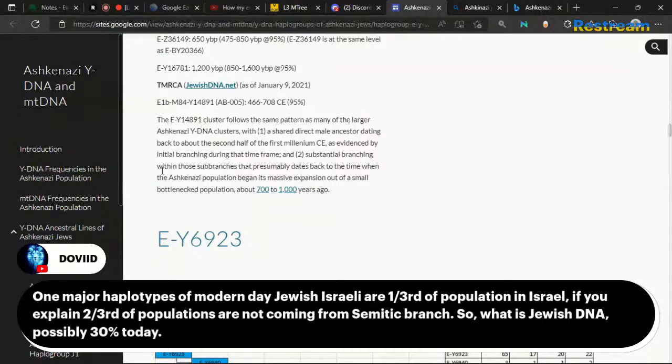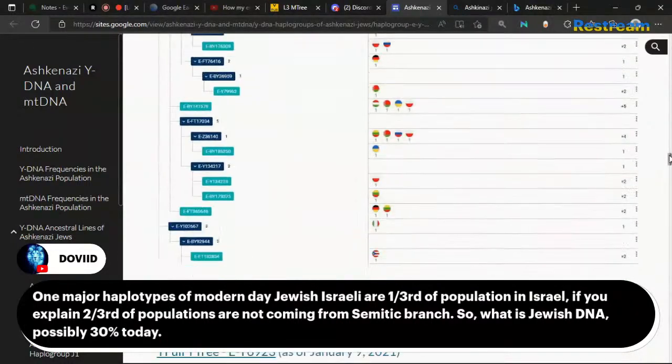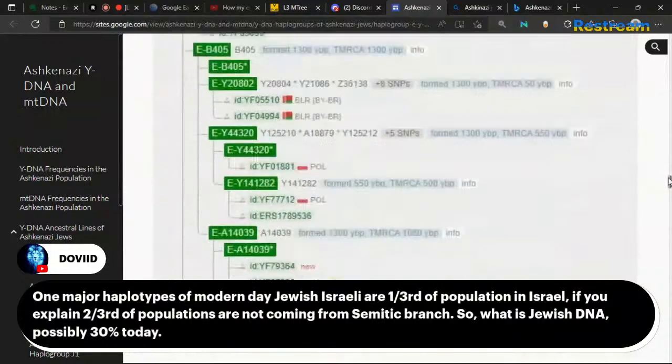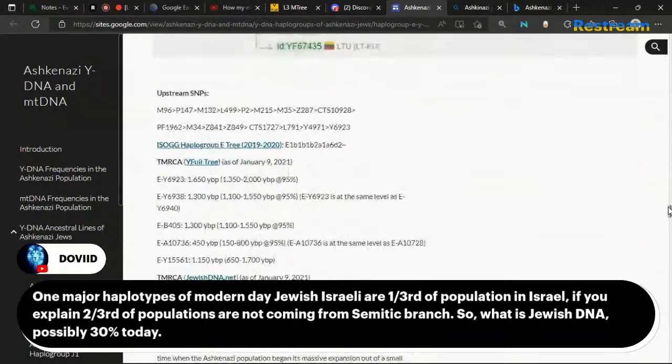But it goes on and says right here, when the Ashkenazi population began its massive expansion out of a small bottleneck population about 700 to 1,000 years ago. Right? So that's very important. We get a lot of breakdowns of E groups that would expand with the origin group of the Jews, shall we say, that this group would have expanded early on in their origin, right? But what we actually know when we trace this certain line all the way back is that we start to find it as more of a Levantine origin.